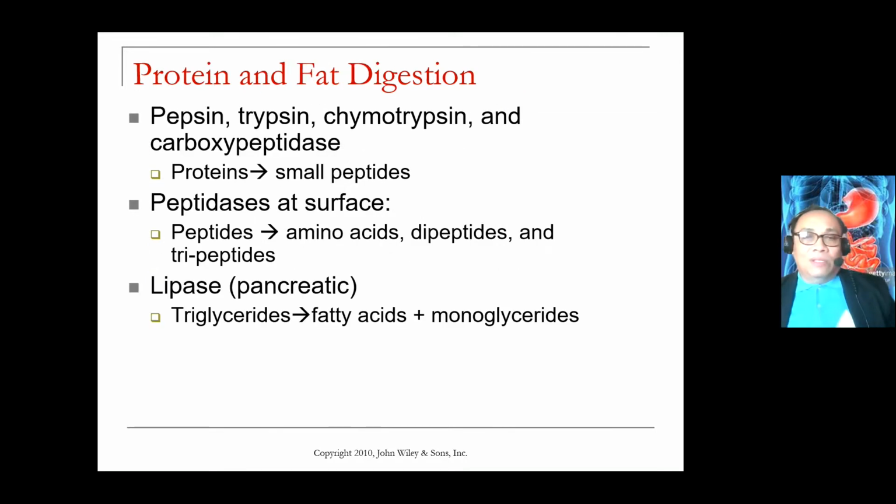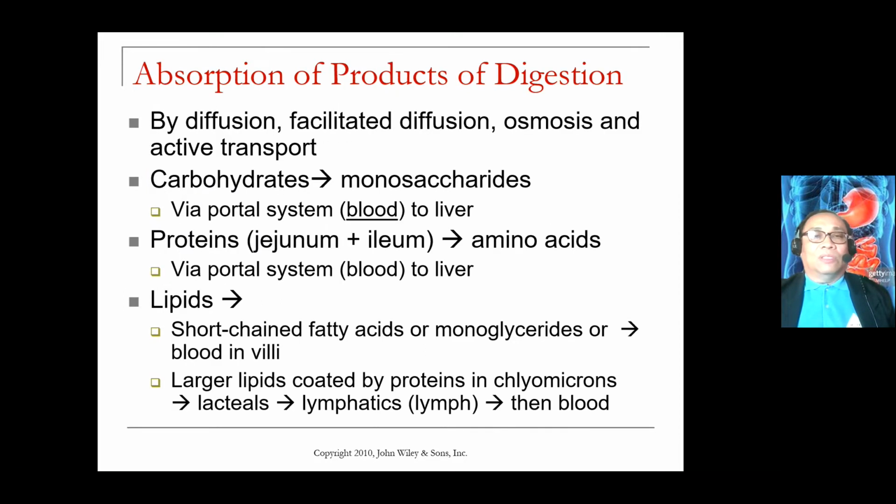For proteins, in summary, the enzymes for protein digestion would be pepsin, trypsin, chymotrypsin, and carboxypeptidase. And for the fats, it is lipase, particularly coming from the pancreatic juices.